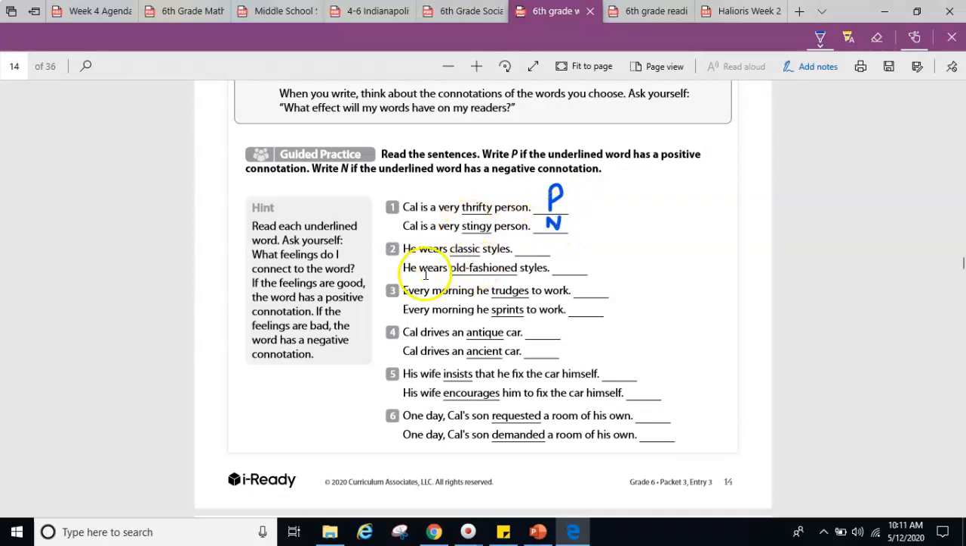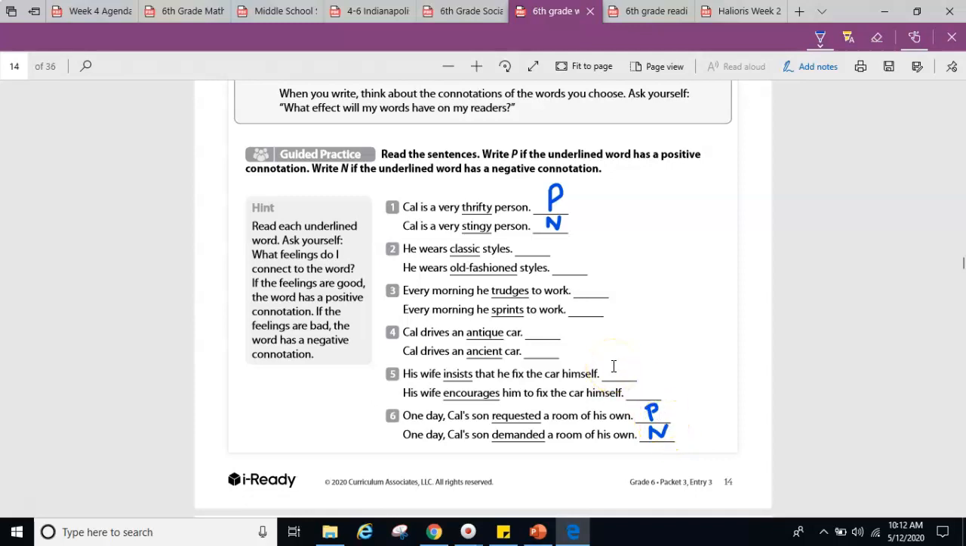Right, so we got classic, old-fashioned, trudges, sprints, antique, ancient, insists, encouraged, requested, and commanded. I like this. Number 6. He requested it, so he asked for it. That is positive. If he demanded it, he's like forcing you to give it to him, so that would be negative. And I will do one more.